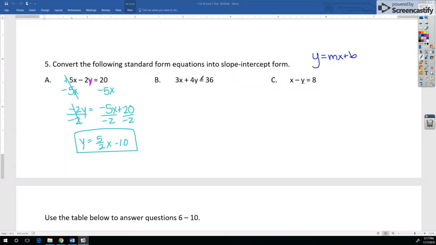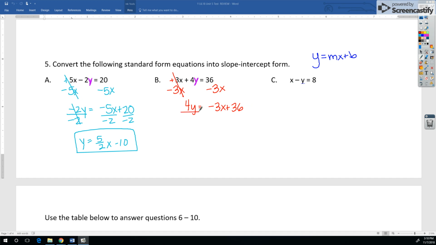Same thing with part B. Again, I'm solving for y, so this purple y is not going to move. I'm not going to do anything to the y. Again, I have a positive 3x, so I'm going to subtract 3x from both sides. I'm left with this time a positive 4y, and then again, I'm going to rearrange into the mx plus b form, so negative 3x plus 36.